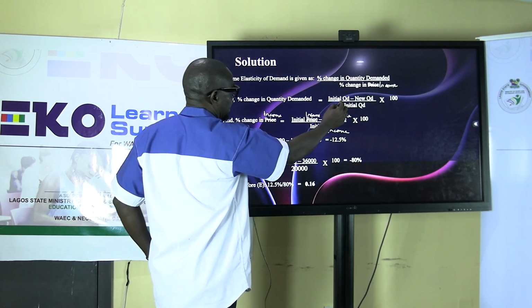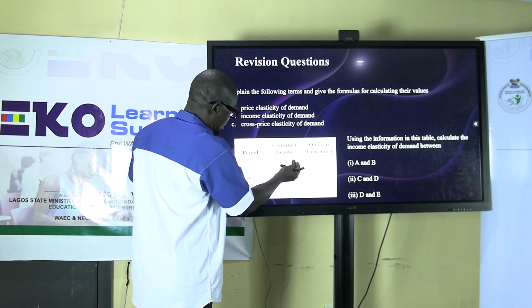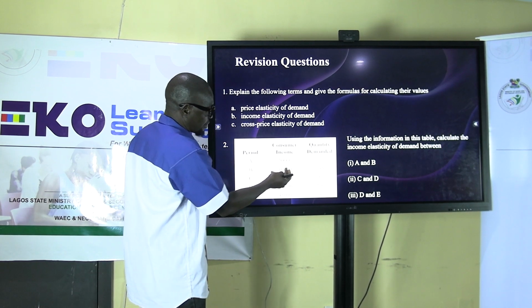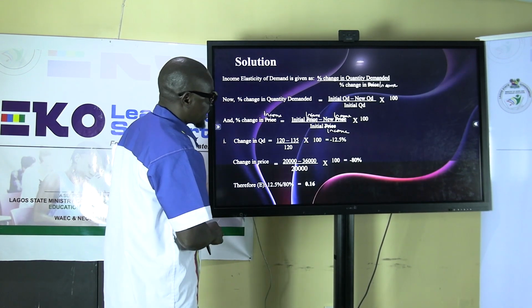So the change in quantity demanded is the initial quantity demanded minus the new quantity demanded, divided by the initial quantity demanded and multiplied by 100. And the change in income is initial income minus new income, all over initial income, times 100. So for change in quantity, it is 120 minus 135 because it's changing from A to B. We are taking A as the initial and B as the new, with 20,000 as initial income and 36,000 as new, and 120 as initial quantity and 135 as new.